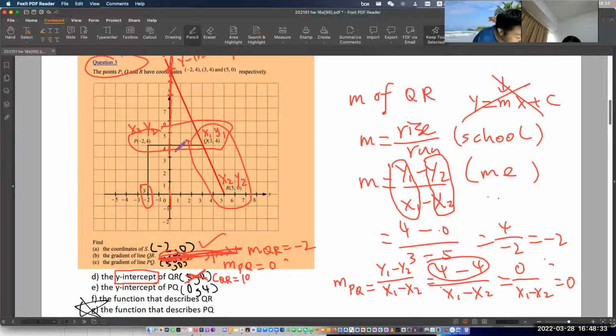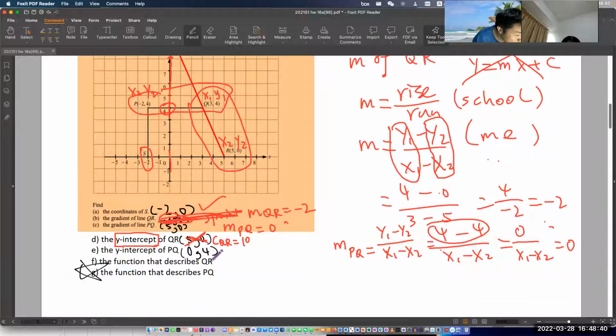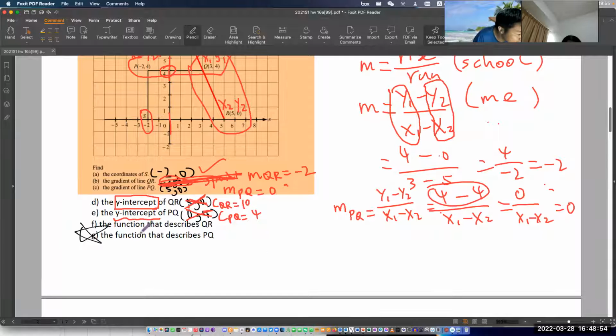And then if you look at your PQ, it is here. So what is this point? This point is 4. And you're not supposed to give it in point form. Y-intercept is a value. So C for PQ is 4. Okay, and now I think you can get the answer already for F and G.